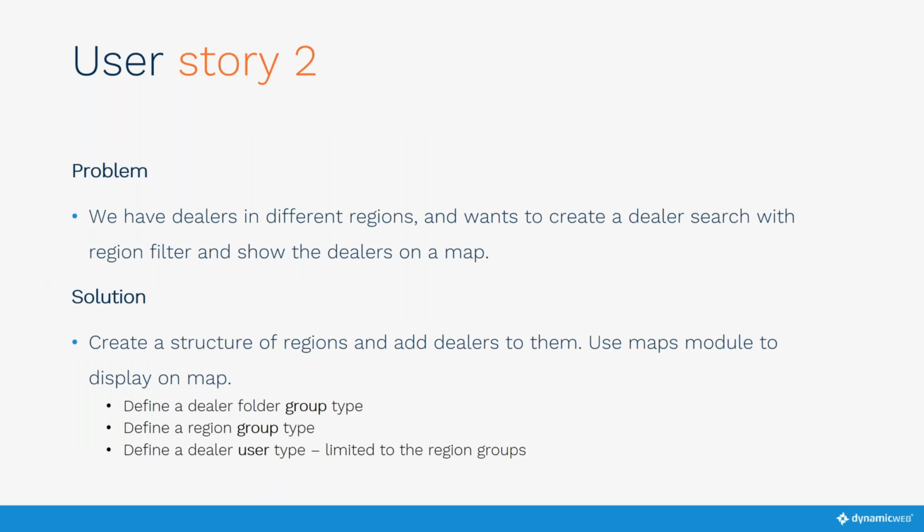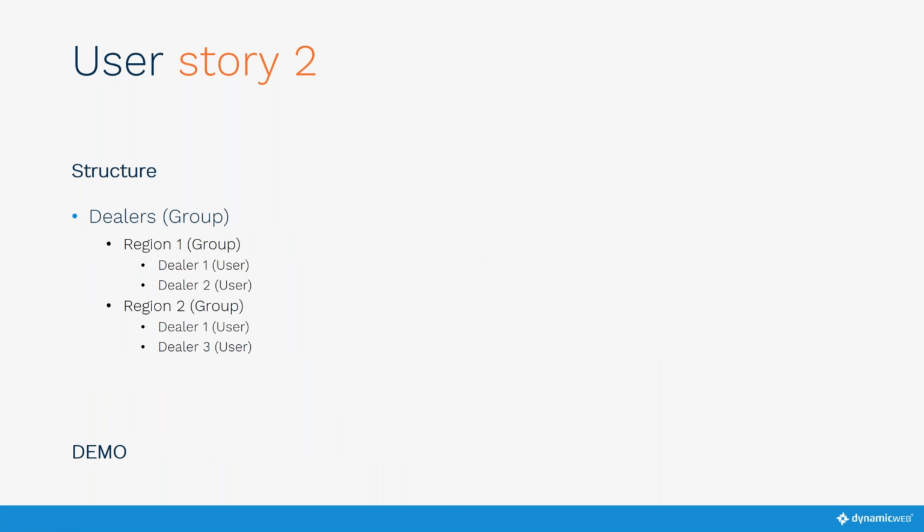The second user story I have is we have a number of dealers in different regions, and we want to create a dealer search with the region filter and show dealers on a map. And to do that, I want to create a structure of these regions and the dealers, and use the map module to display it. So what I do is I define a dealer folder group type, and I define a region, and I define a dealer user type with some specified fields in it. And I want a structure like this one.